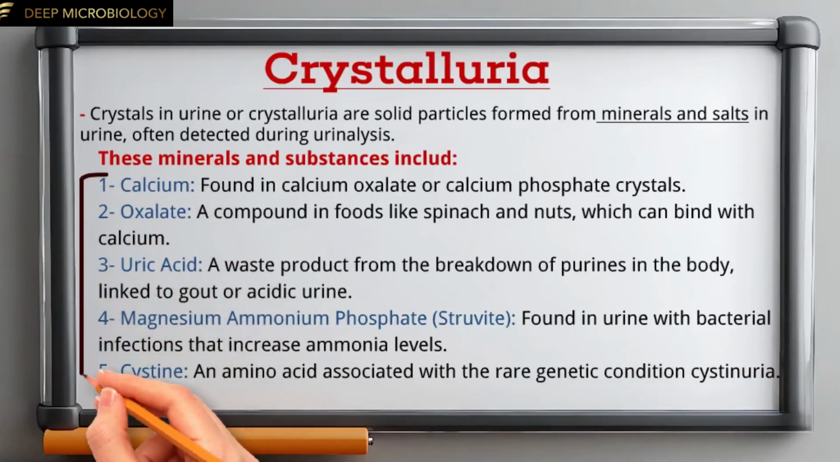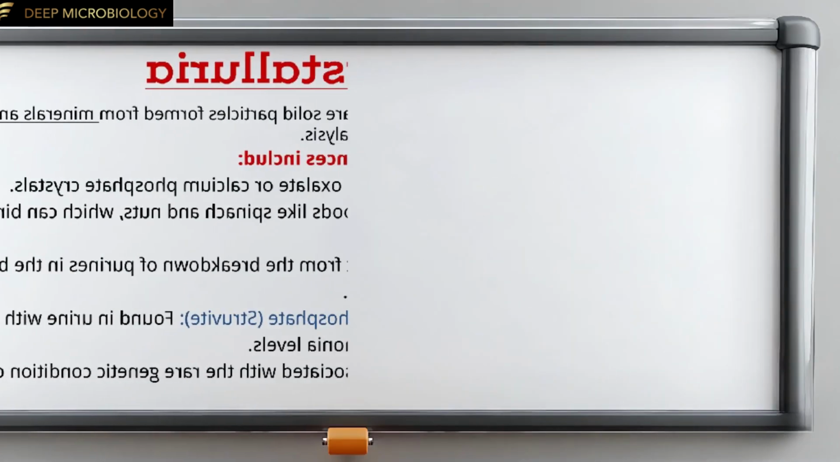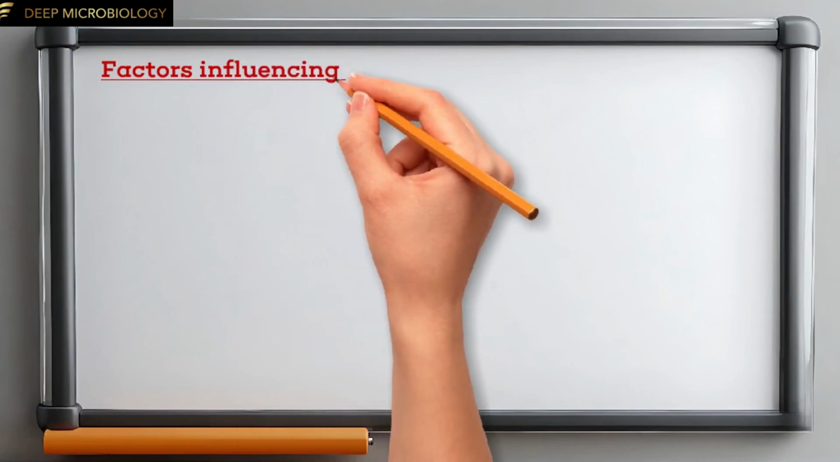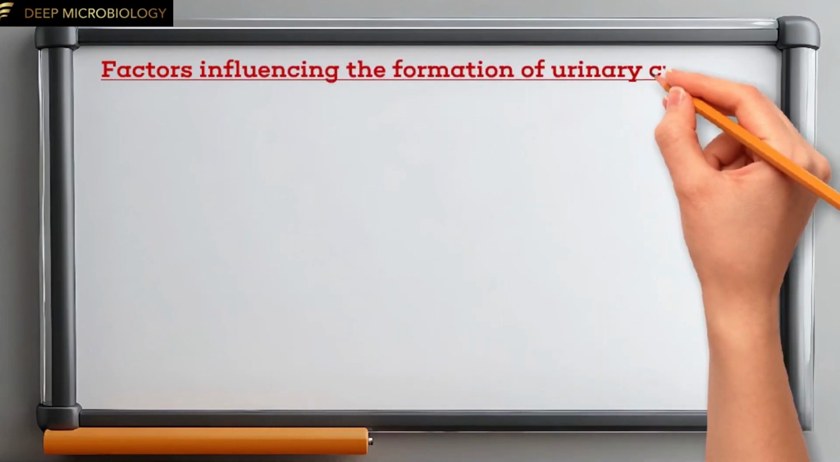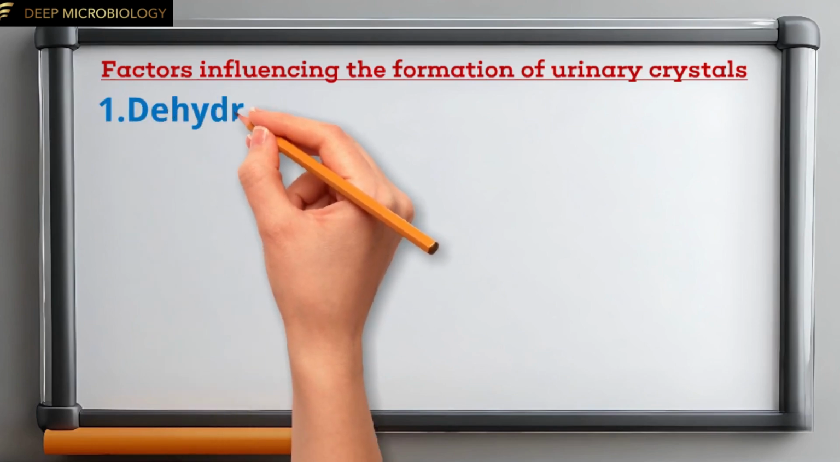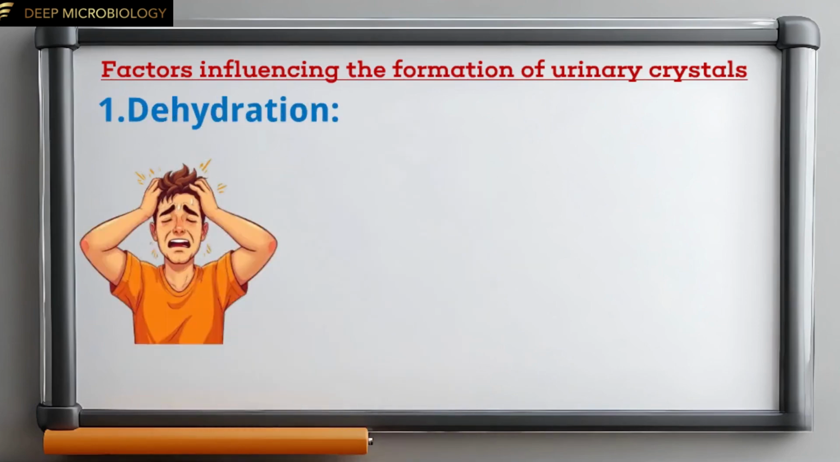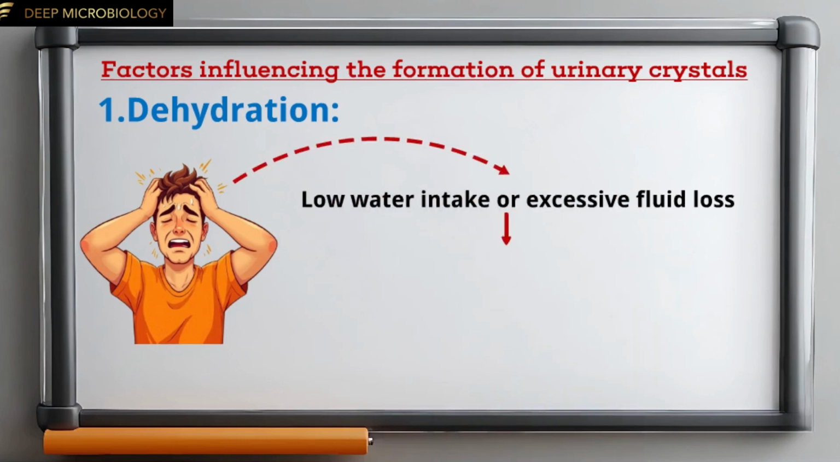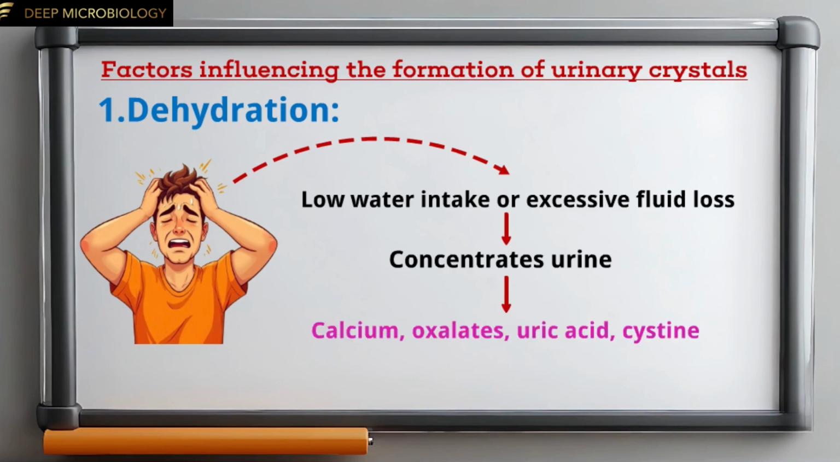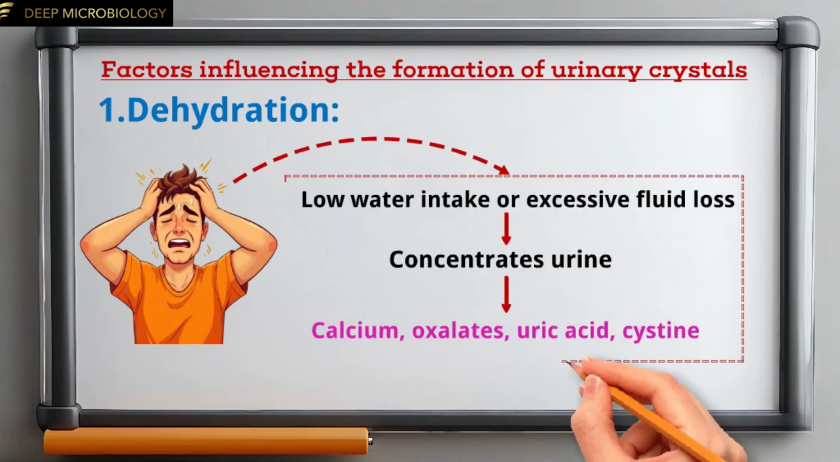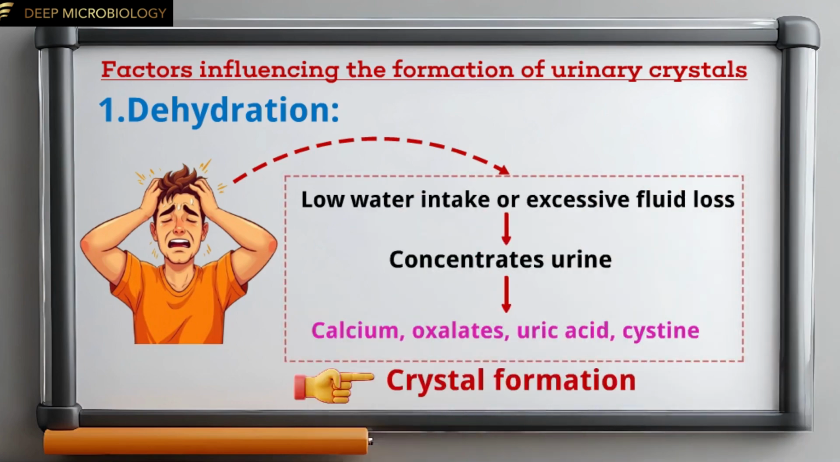These substances generally remain dissolved, but may crystallize under specific conditions like dehydration, pH imbalance, or high concentrations. Now, let's explore the factors influencing the formation of urinary crystals. 1. Dehydration. Low water intake or excessive fluid loss, such as sweating and diarrhea, concentrates urine, making it supersaturated with solutes like calcium, oxalates, uric acid, or cysteine. This creates favorable conditions for crystal formation.